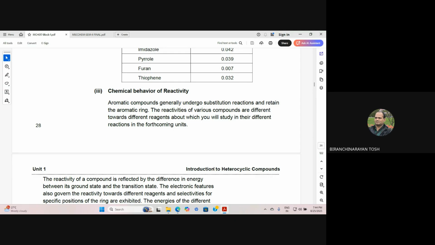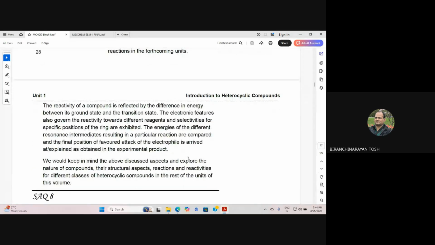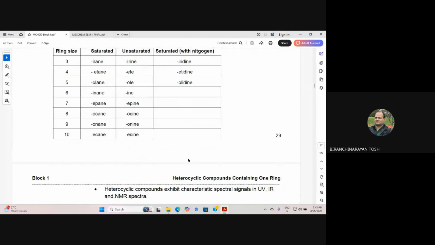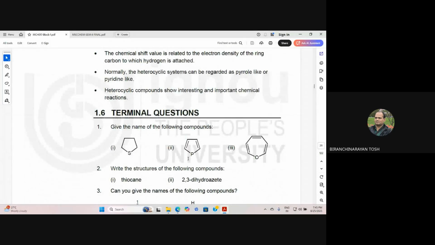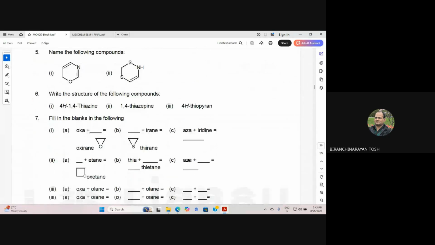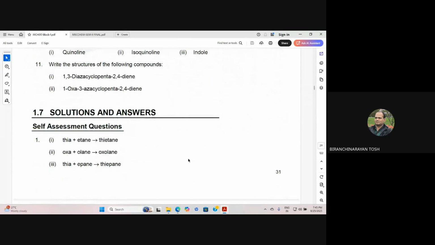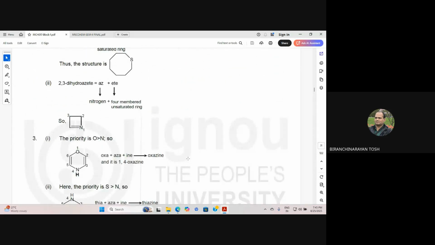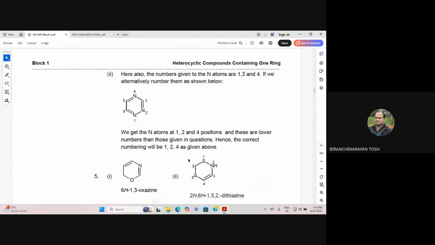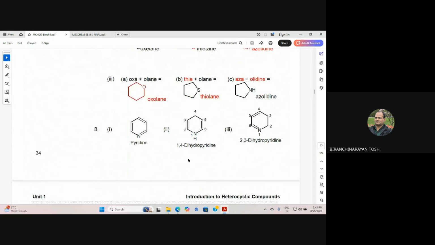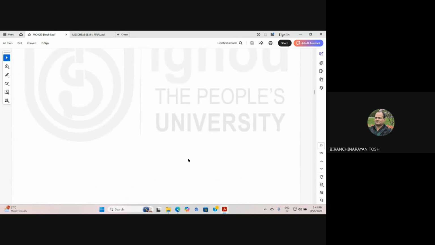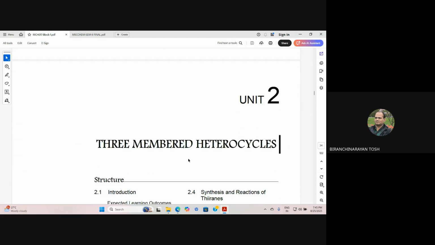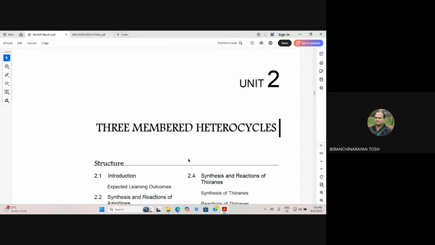Then there are some exercises. Okay, please do them. Answers are also there. Any doubt? Otherwise, you move to the 3-membered heterocyclics, their synthesis, properties, and characterization.